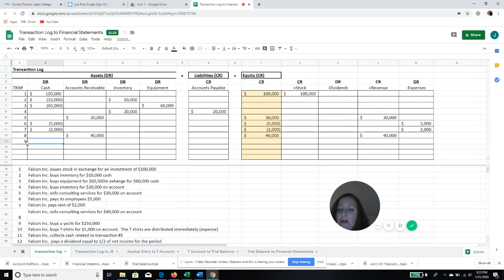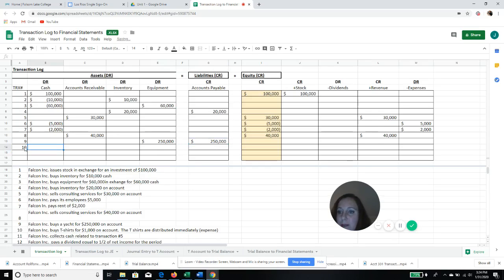Transaction number 9, Falcon Inc. buys a yacht for $250,000. And this should say on account because we don't actually have $250,000 in cash. So we are going to put that yacht in equipment. So we increase equipment by $250,000 and we're going to increase our accounts payable by $250,000 because we're going to pay in the future. So we owe more money. We have positive 250 on the left, positive 250 on the right, so we are in balance.